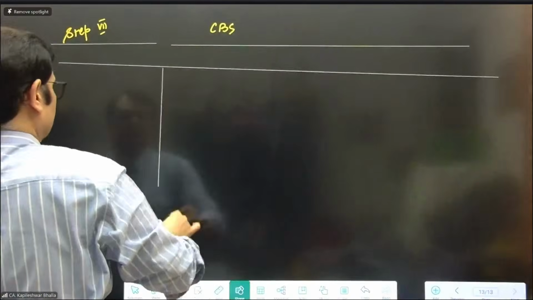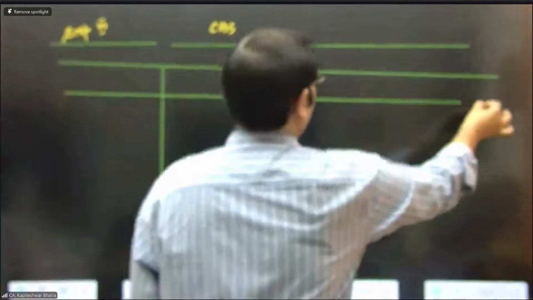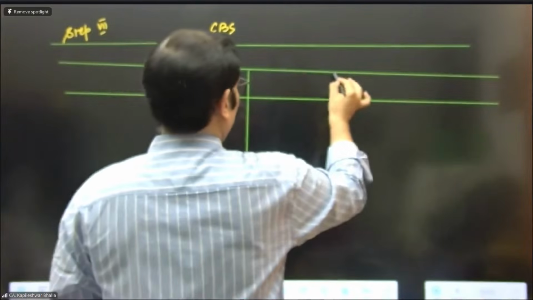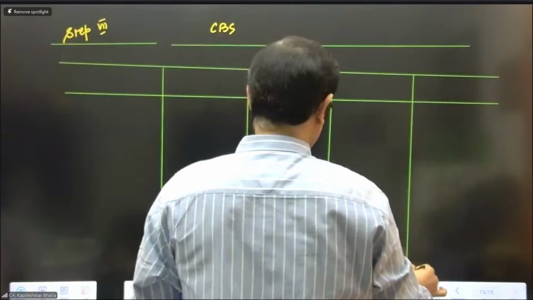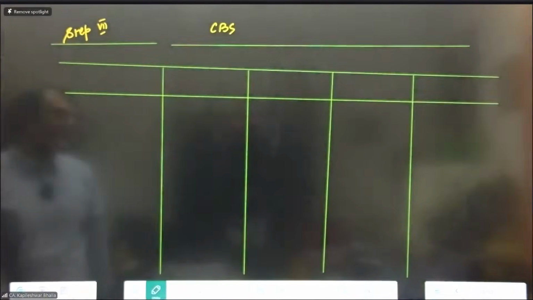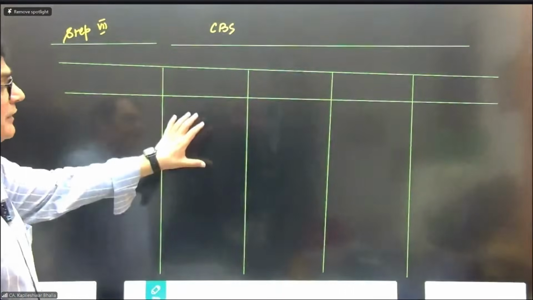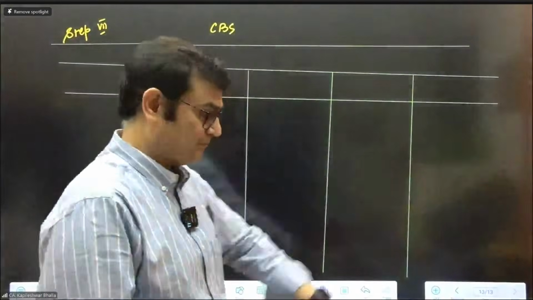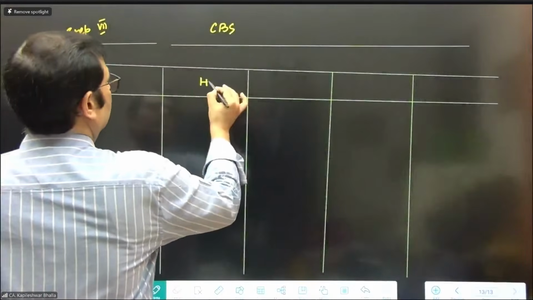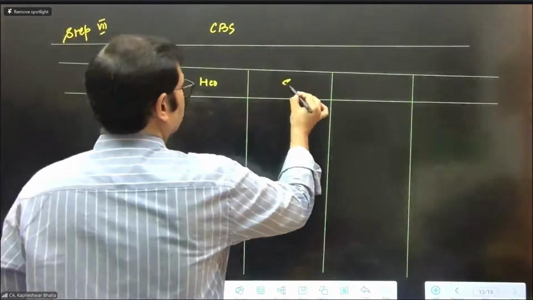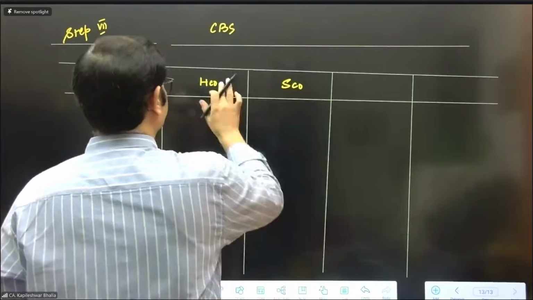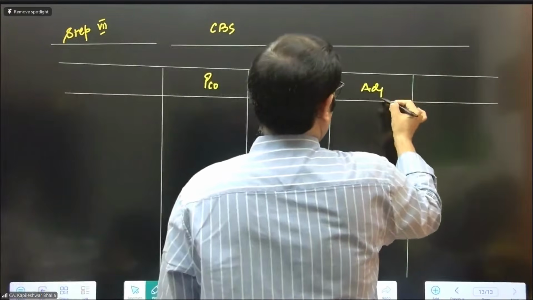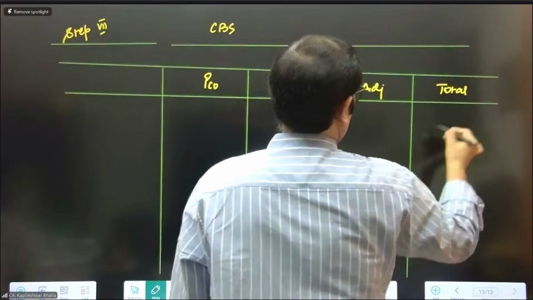Now, when you make the consolidated balance sheet, I would advise that we follow a simple concept. Particulars: take one column for the parent, one for the subsidiary, one for the adjustments, and one for the consolidation. So this is the parent company, this is the subsidiary company, this is the column for the adjustments, and this is the total.